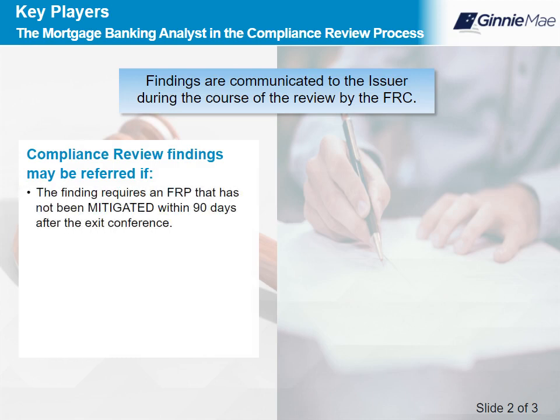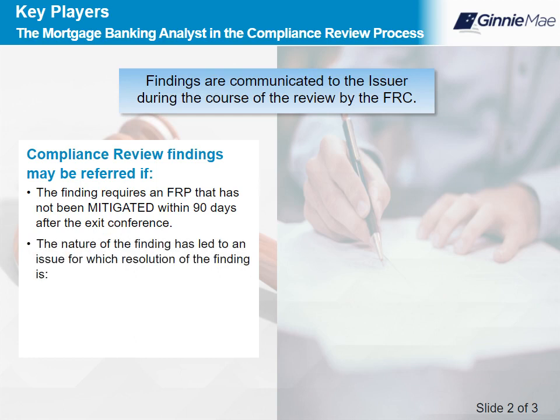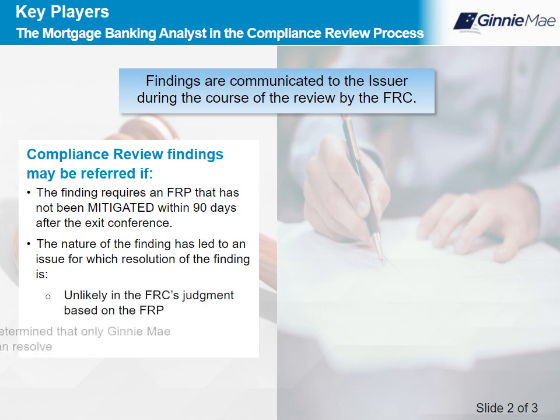Any finding which requires an FRP that has not been mitigated within 90 days after the exit conference, or the nature of the finding has led to an issue for which resolution of the finding is unlikely in the FRC's judgment based on the FRP, determined that only Ginnie Mae can resolve.